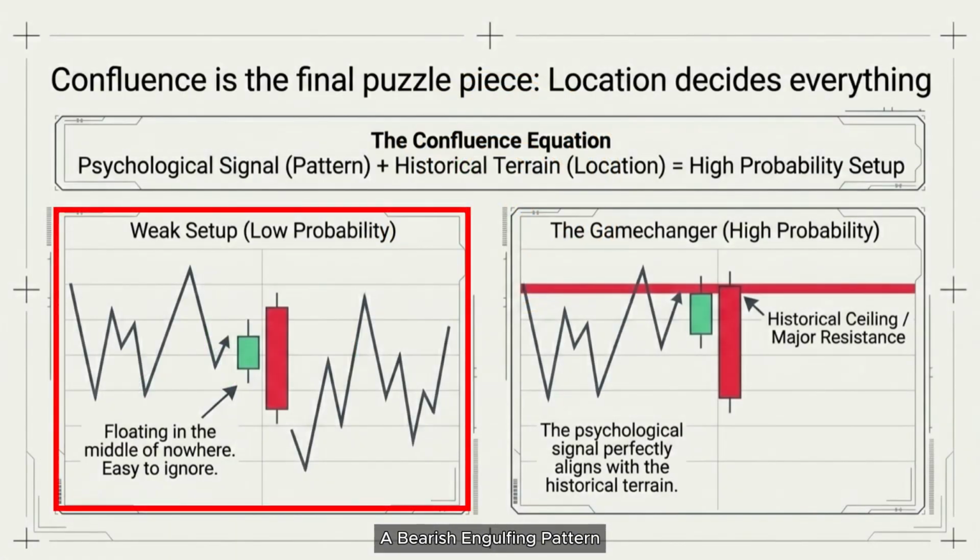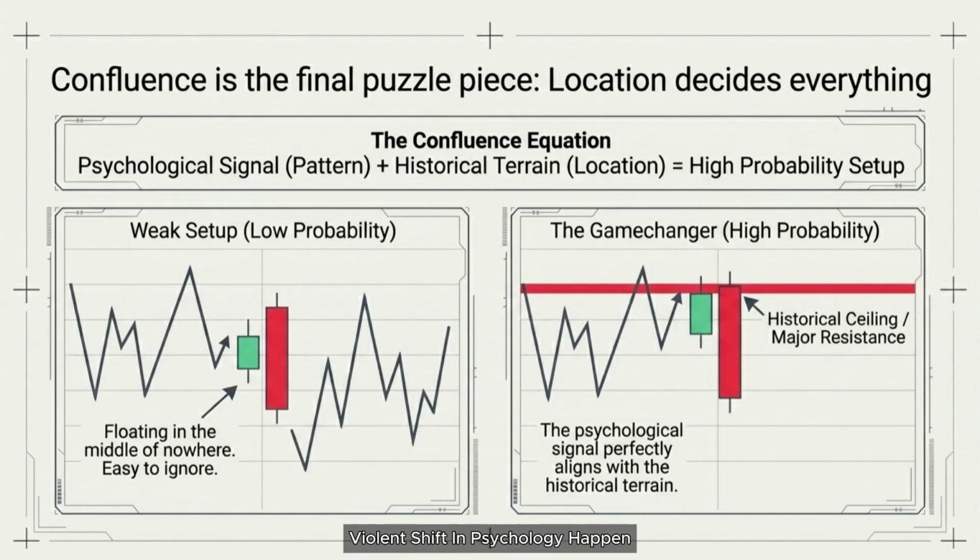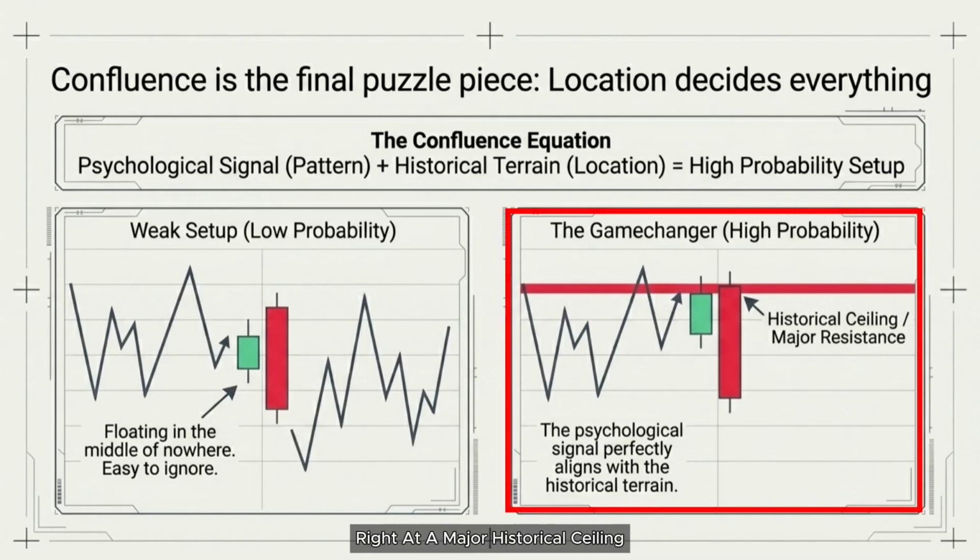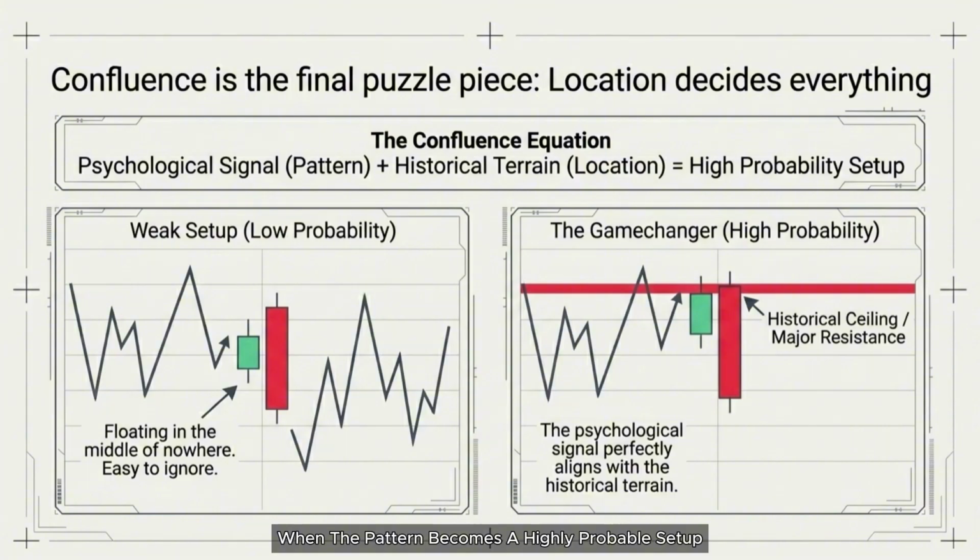A bearish engulfing pattern floating out in the middle of nowhere, that's weak. It's a really low probability setup. But if you see that exact same violent shift in psychology happen right at a major historical ceiling, a known level of resistance, suddenly you have confluence. The signal perfectly aligns with the location. That is when the pattern becomes a highly probable setup. It's a real game changer.